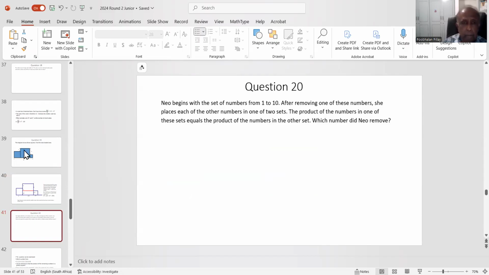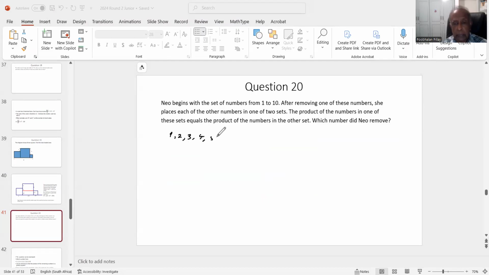Problem number 20. Problem number 20 says that Neo, I've never heard of that name before, begins with a set of numbers from 1 to 10. All right, so she starts off with all the numbers 1, 2, 3, 4, 5, 6, 7, 8, 9, 10. Oh, it's a she. I don't know what Neo is short for. Probably a Japanese name.